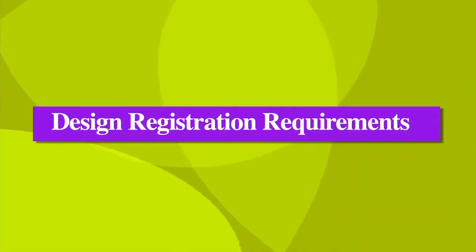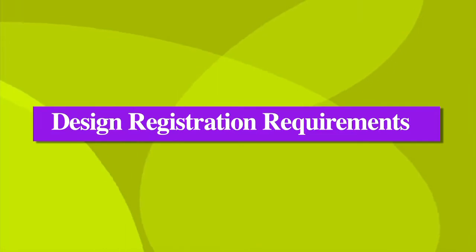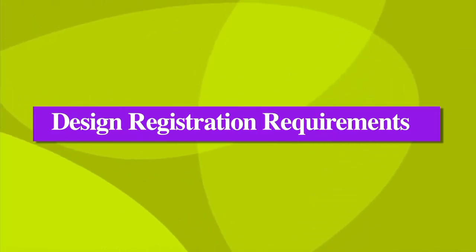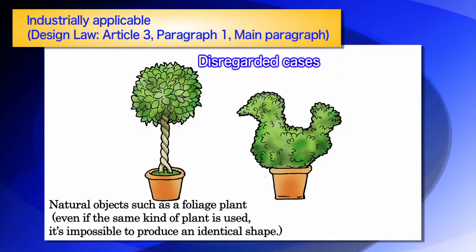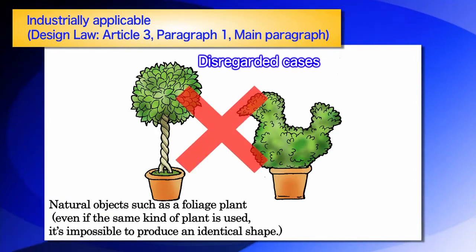However, not all applications submitted to the Patent Office are necessarily registered as a design right, even if they are suitable subject matters of protection under the design law. A set of prescribed requirements must be fulfilled in order to obtain a design registration. Industrially applicable. First, it must be possible for the design to be utilized industrially and mass-produced.